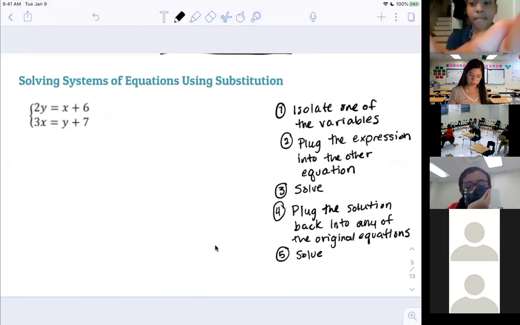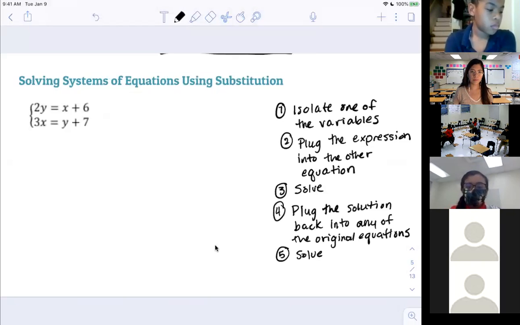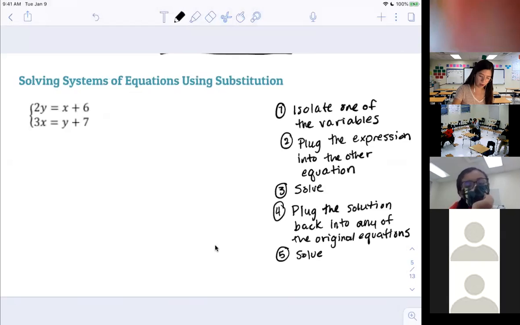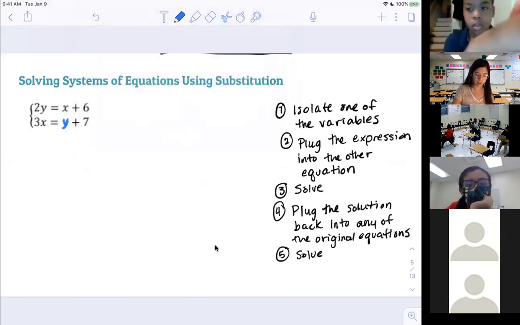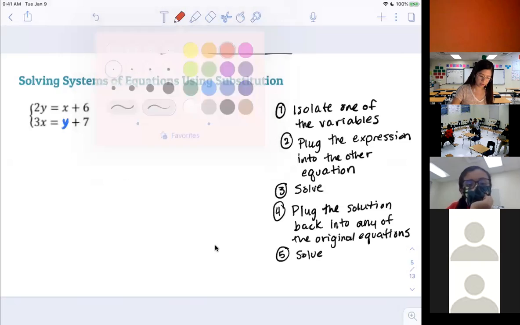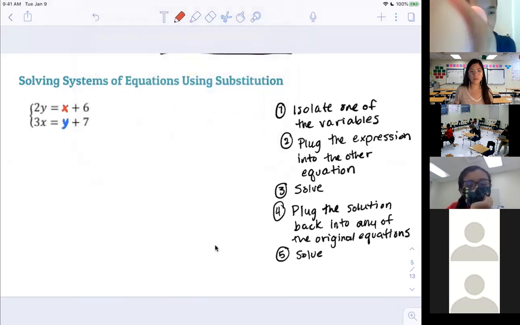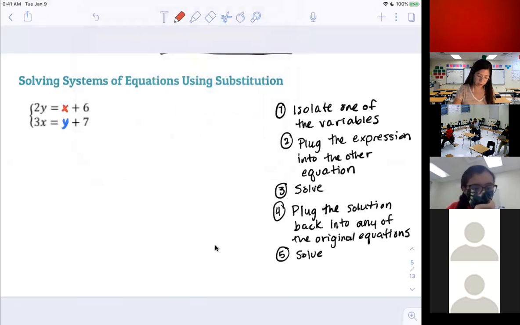Okay. So in the first step, I need to isolate one of the variables, right? So you guys tell me which of these is going to be easy for me to isolate. Y. Yeah. So you can either isolate the y or you can isolate the x. Either one is easy because they're already alone. So since Daniel said y first, I'll go ahead and isolate y.